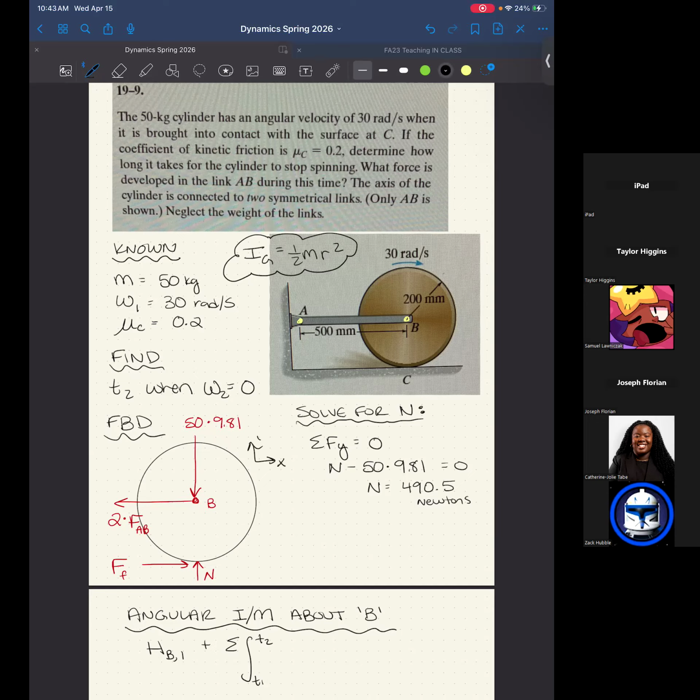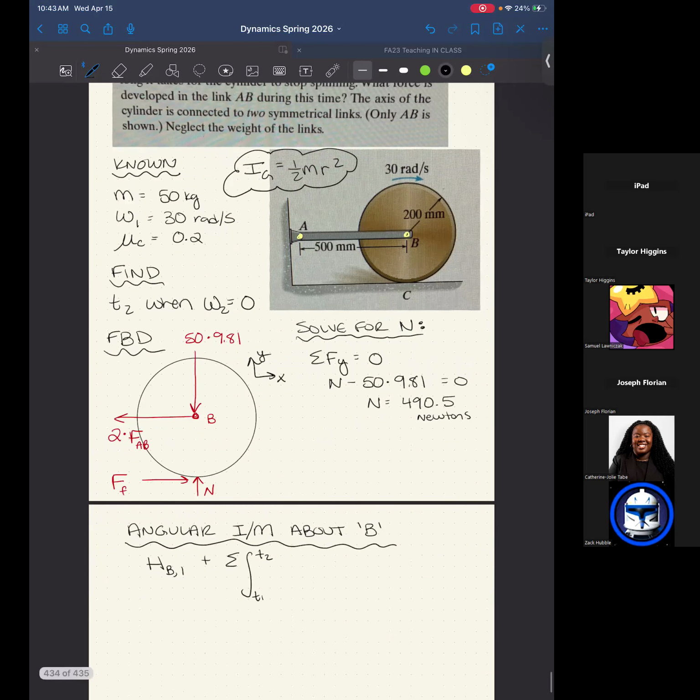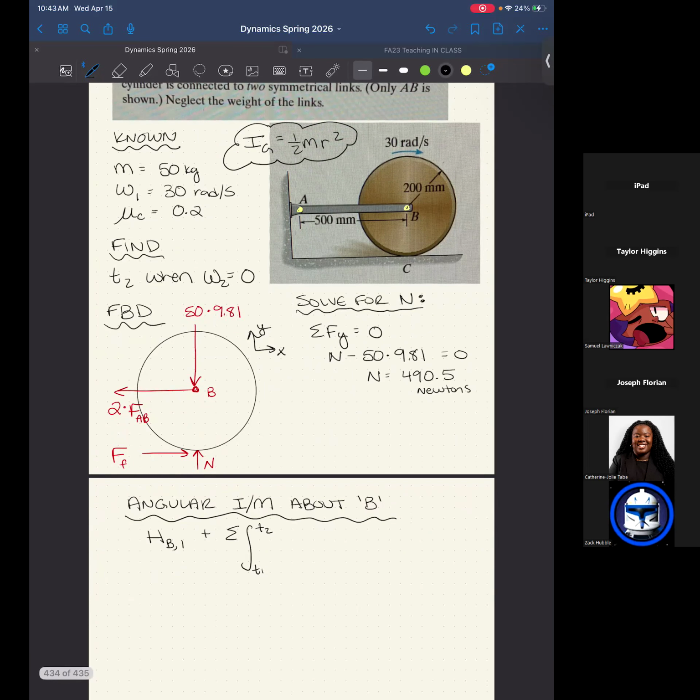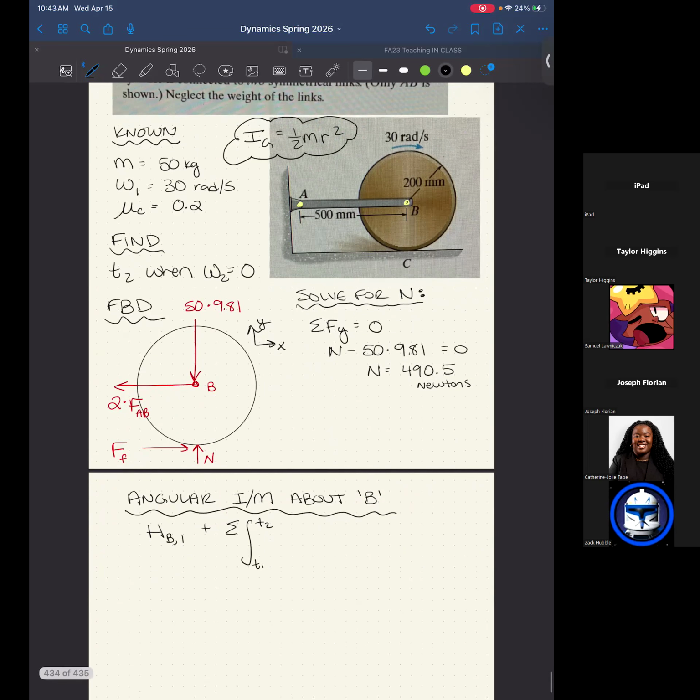Can you just ignore it anyway, because it's about the center axis, about the origin? Yeah, it's not going to show up in the moment equation. If I really cared what that force was, I could have done the sum of forces in the X equals 0 as well, because it's not going to accelerate, but we really don't need it to find what we're being asked for.